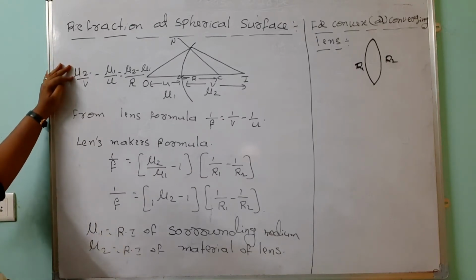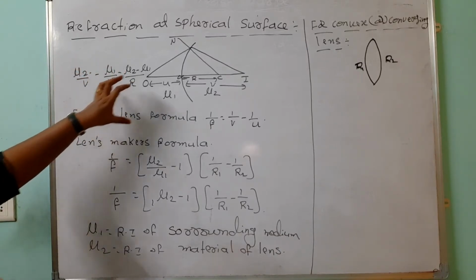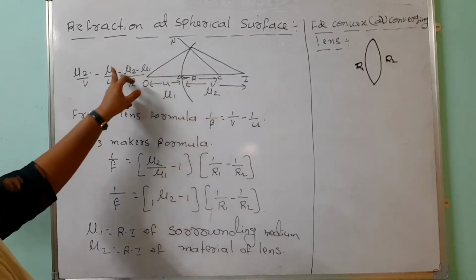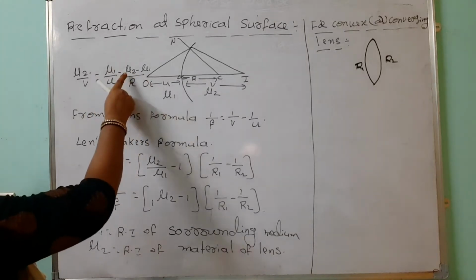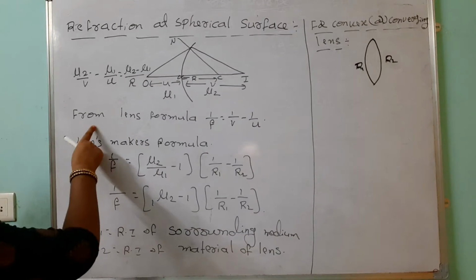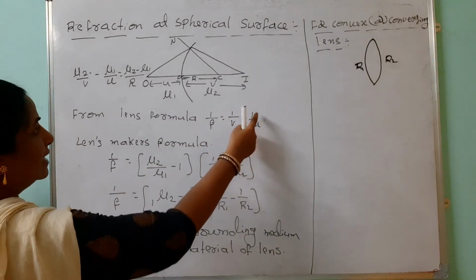mu2 is the refractive index of the material of that lens, and mu1 is the refractive index of the surrounding material. If it is in air, that is air. If it is in liquid or water, you can take that as mu1. So on the RHS you get the difference of the refractive indices divided by the radius of curvature. And already you know that the lens formula is 1 by f equals 1 by v minus 1 by u.